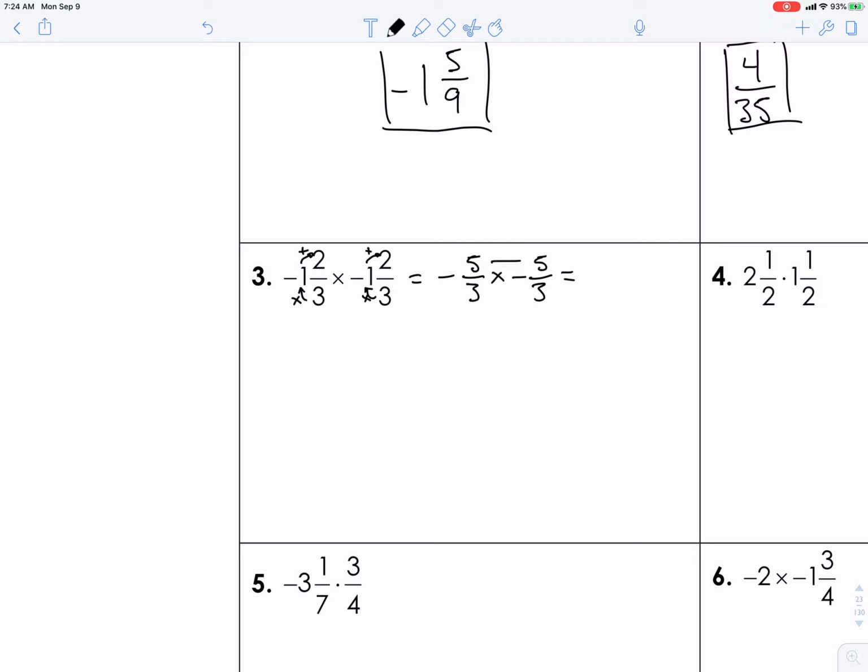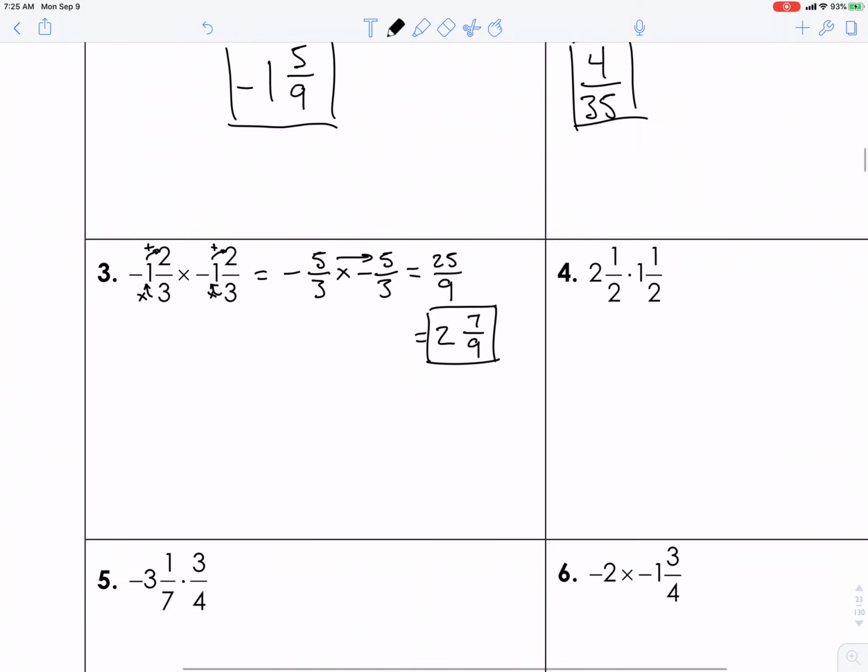Then we multiply straight across. 5 times 5 is 25. 3 times 3 is 9. So we end up with 25 ninths. I need to reduce that or turn it into a mixed number. 9 goes into 25 2 times, that's 18. You subtract the 18 from 25, you end up with 7 left over, 7 ninths left over. There is our final correct answer. Let's look at number 4.